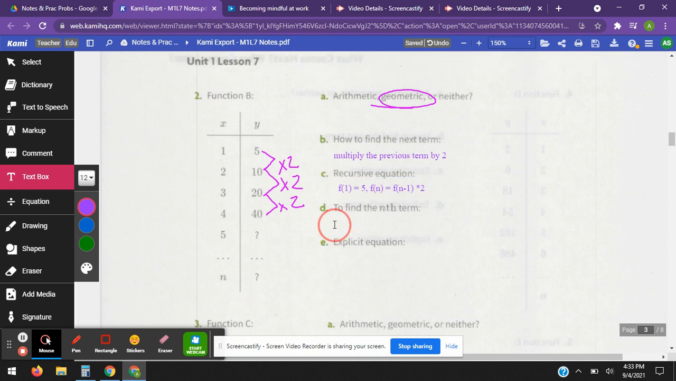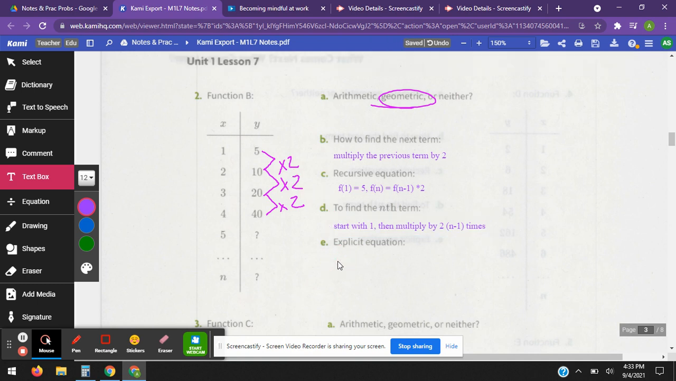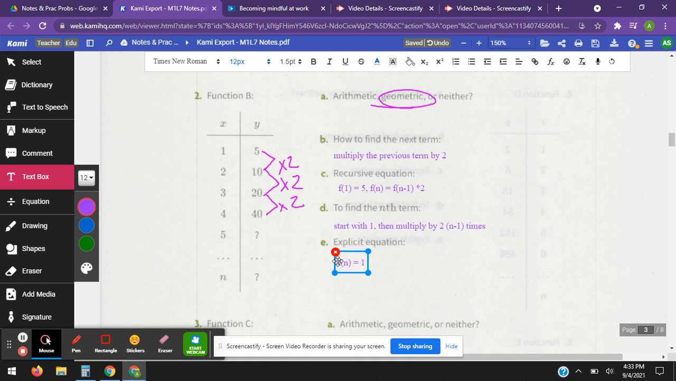Okay. So to find the nth term, I'm going to start with 1, then multiply by 2. I have to decide if it's n or n minus 1. Let's see. For my first term, I don't need 1, but I need 1 for my second term. So I'm 1 off. Which means my explicit equation is pretty much what I just said. f of n equals 1 times 2 to the, the caret, because it's a multiply, n minus 1 power.